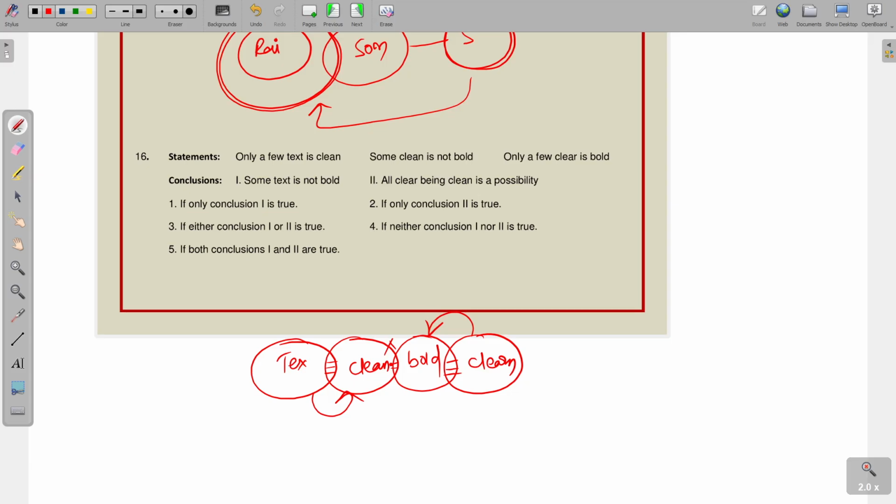And next, see the first one. Some text is not bold. So text here and bold here. So no definite relation between both text here and bold here. First one does not follow. All clear being clean is a possibility. So clear here and clean here.